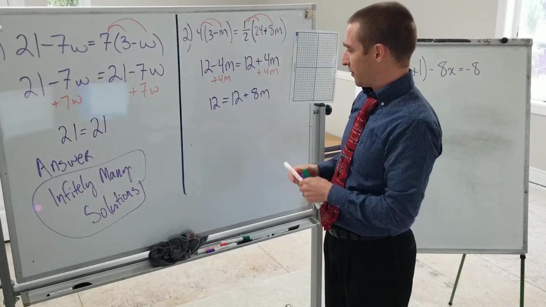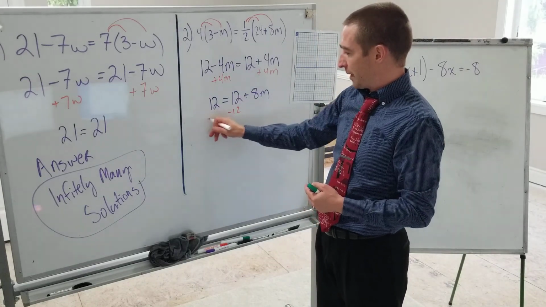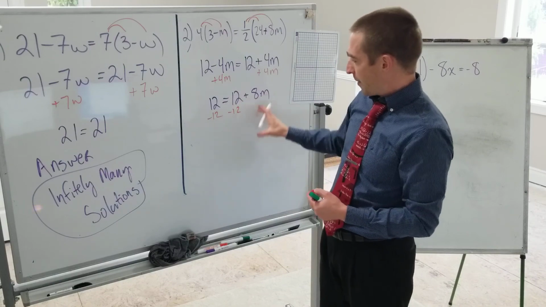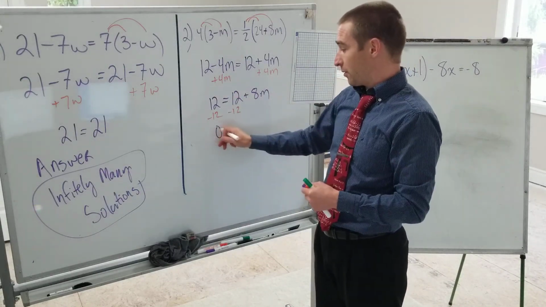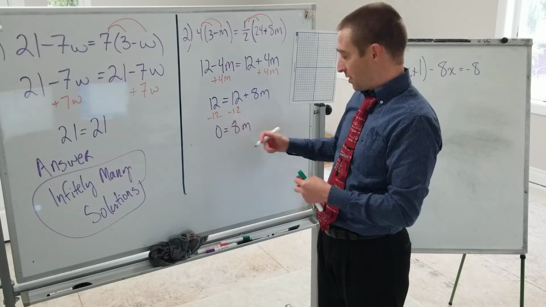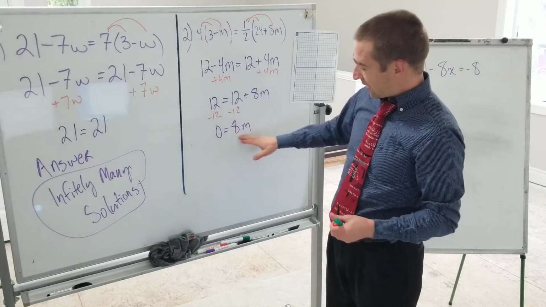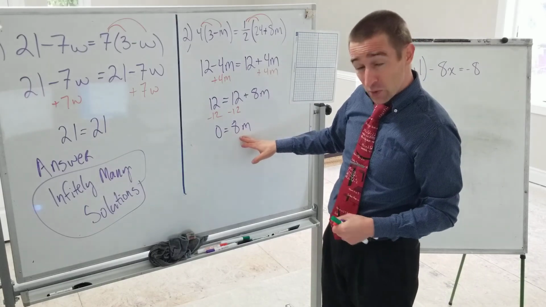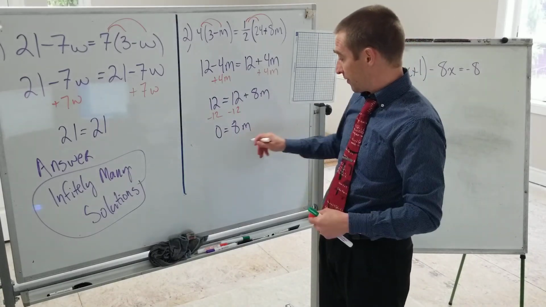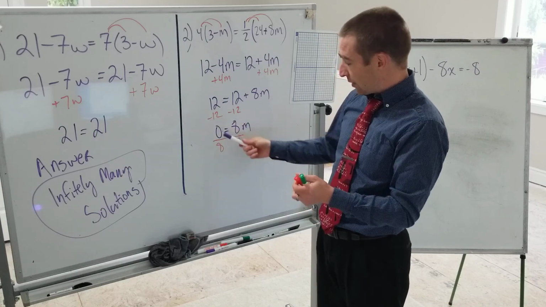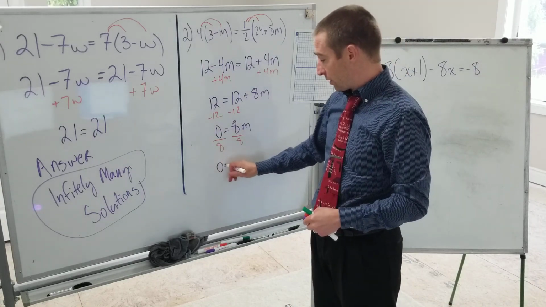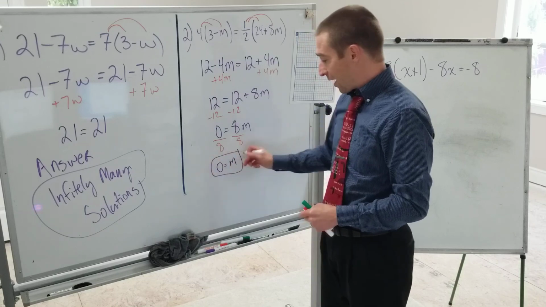So now I'm just going to solve this normally. I go minus 12 to undo what's happening to the 8m, or to the m over here. 12 minus 12 is 0, equals 8m, right? This 8m is 8 times m, so we have to undo that multiplication. So I'm going to divide by 8, divide by 8. 0 divided by 8 is 0, so 0 equals m is our answer.